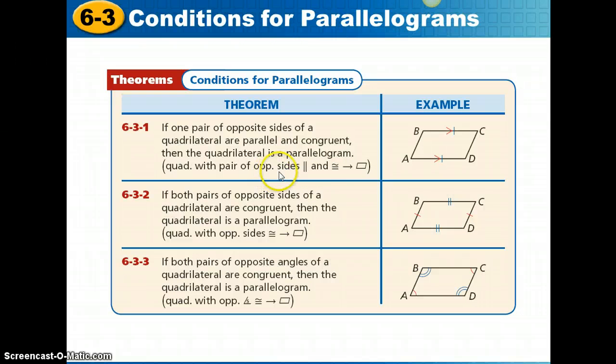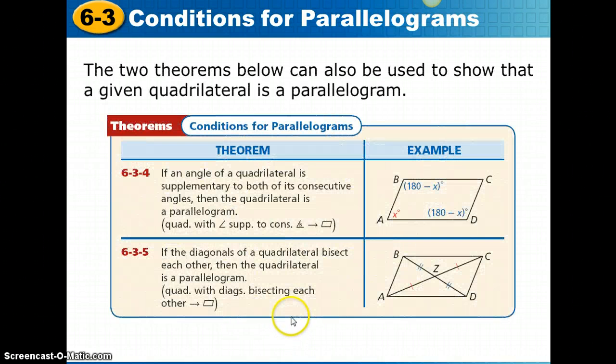If one pair of opposite sides are parallel and congruent, it's a parallelogram. If both pairs of opposite sides are congruent, it's a parallelogram. Or if both pairs of opposite angles are congruent, it's a parallelogram. Or if we have one angle supplementary to both consecutive angles, it's a parallelogram. And lastly, if our diagonals bisect each other, then it is also a parallelogram.